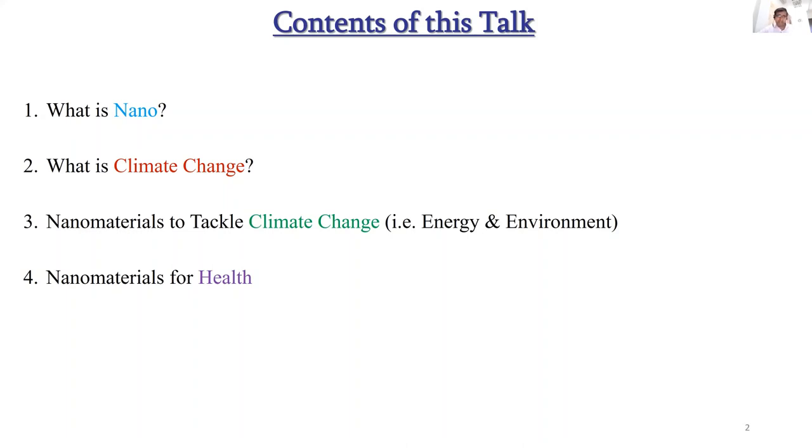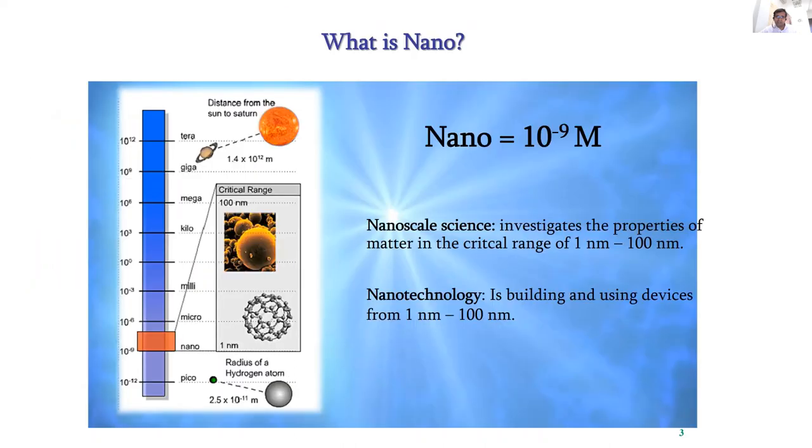So the very first thing that I will do is, I know there is a varied audience with different subjects, so I'm going to explain the term nano. What is nano? Ideally, if you look at the word nano, it's like meter, right? Nano equals 10 to the minus 9 meter. But somehow, when you convert your material to a nano scale, they show completely different properties.